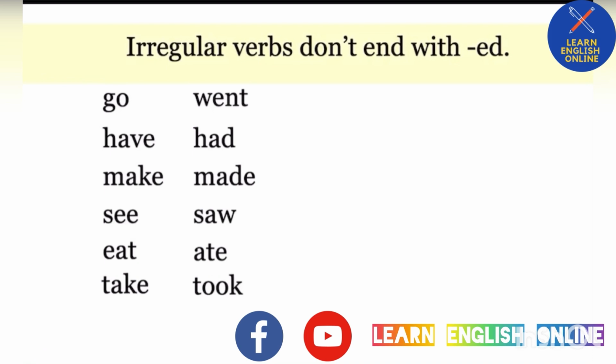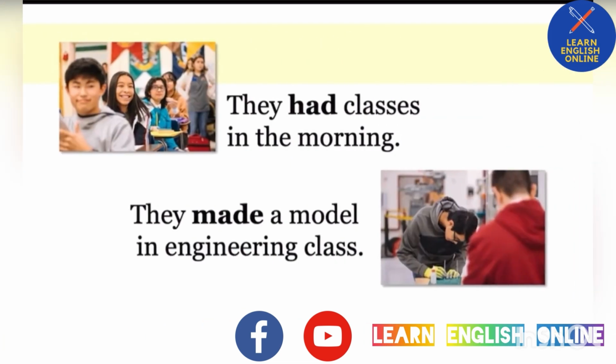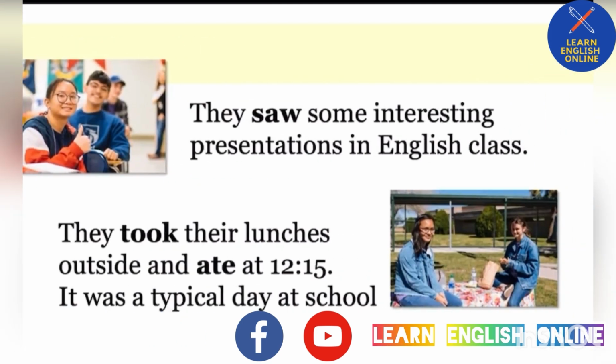You can see sometimes they look like the verb, sometimes they don't look like the verb. Here are these verbs in some example sentences. The students went to school at 8 a.m. They had classes in the morning. They made a model in engineering class. They saw some interesting presentations in English class. They took their lunches outside and ate at 12:15. It was a typical day at school.